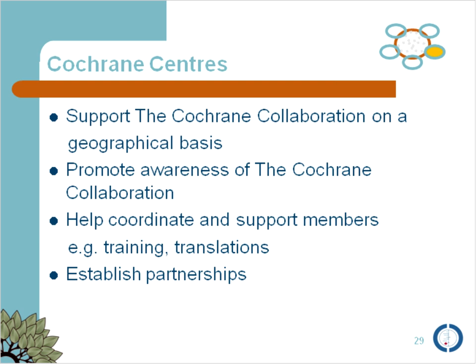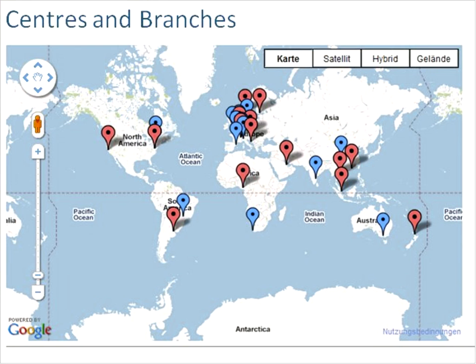And then Cochrane Centres. Centres support the collaboration on a geographical basis. They promote awareness of the collaboration. We're here to support our members. Training is one. If we have folks connected with our network who want to be involved with translations, that's something we can contribute to the collaboration. We also establish partnerships with organizations within our area. And just to give you a sense of where centres and branches occur worldwide, here they are.